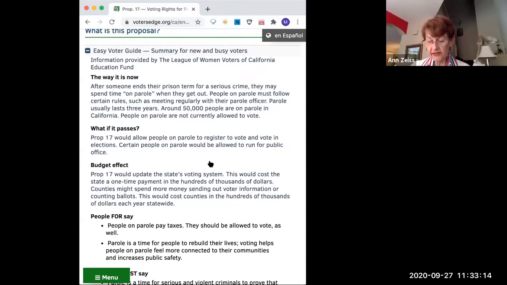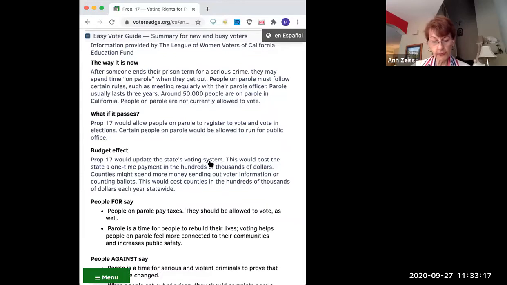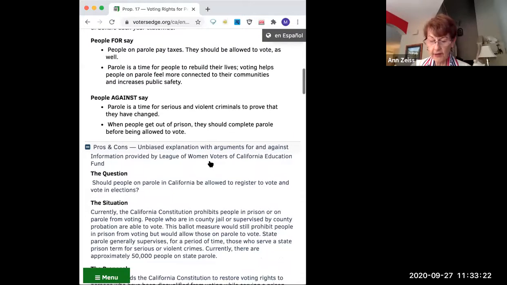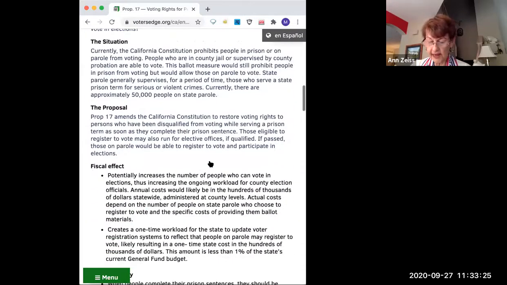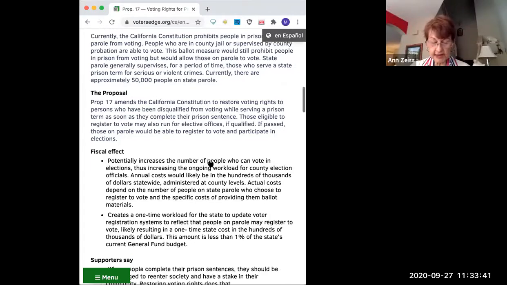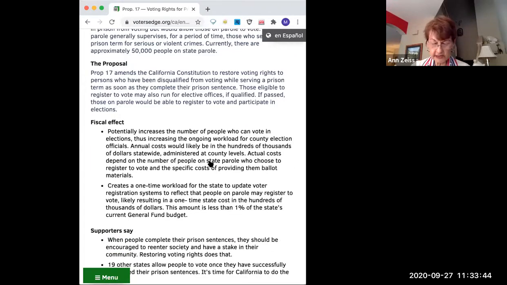There are currently 50,000 people on state parole. The fiscal effects, potentially it could be in the hundreds of thousands of dollars statewide administered at county levels. However, actual costs depend on the number of parolees who choose to register to vote. It does create a one-time workload for the state to update voter registration systems. Again, hundreds of thousands of dollars, but less than 1% of the state's budget fund.